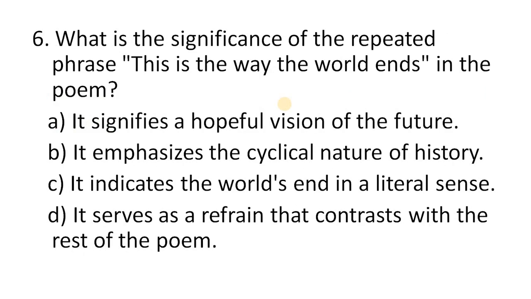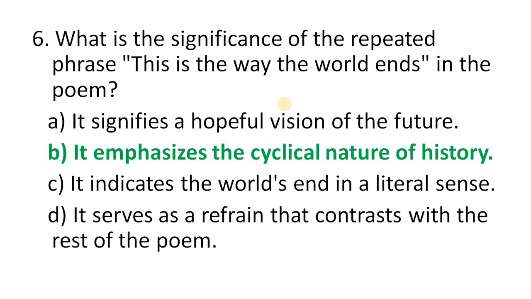Sixth question. What is the significance of the repeated phrase "This is the way the world ends" in the poem? A. It signifies a hopeful vision of the future. B. It emphasizes the cyclical nature of history. C. It indicates the world's end in a literal sense. D. It serves as a refrain that contrasts with the rest of the poem. And the correct option is option B. It emphasizes the cyclical nature of history.